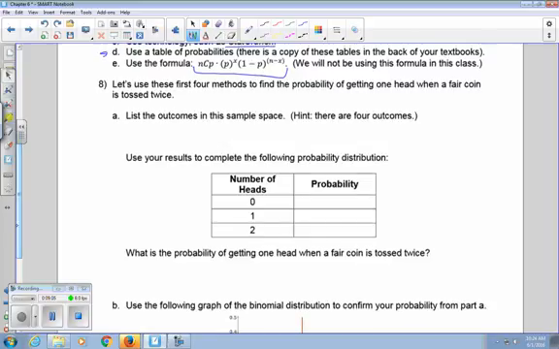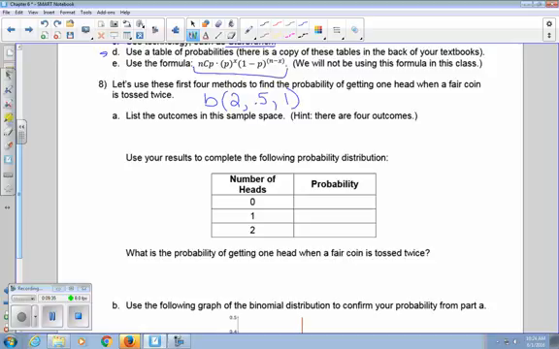So let's use these first 4 methods to find the probability of getting 1 head when a fair coin is tossed twice. So actually, let's write out, using our notation, what we have for our binomial. The number of trials is 2. The probability of a success is 0.5. And what we're interested in is the probability of getting 1 head. So that is using our binomial notation.